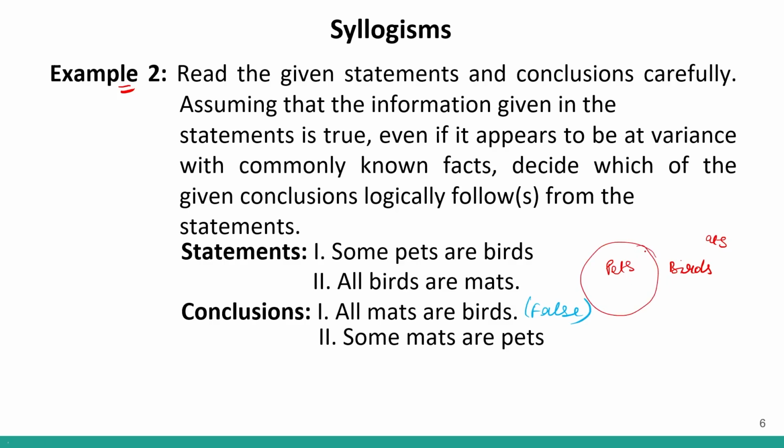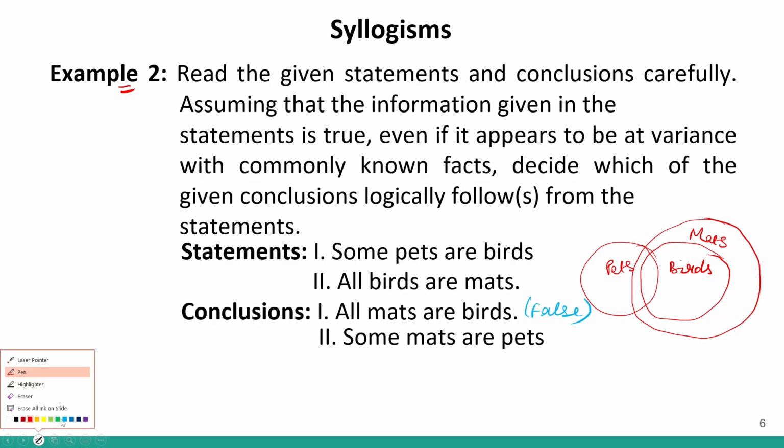Some pets are birds, all birds are mats. So this is how we will represent. Now, second is some mats are pets. So if you look over here, if you look at this area, there are certain mats that are pets, correct? This area represents mats and pets. So therefore, this is true.